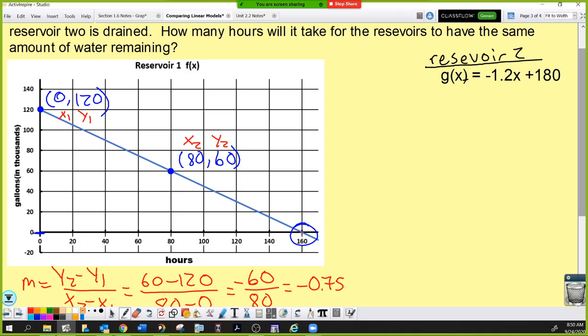That's what this question was asking. Now let me ask you, what do you think we would do if I said they have the same amount of water? How do you think we could figure that out? Ideas. What does same mean to you?